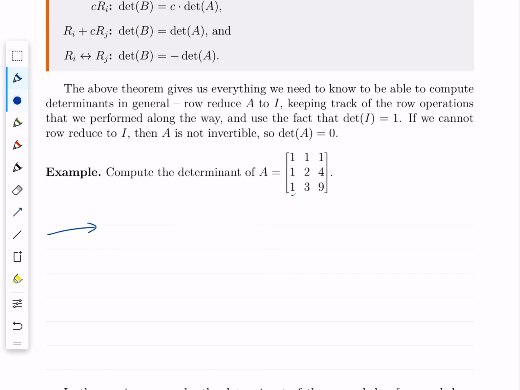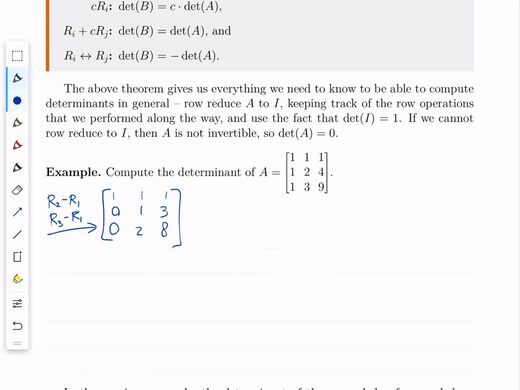Here, I want to get zeros in these two entries below the leading entry at the top left. So I'm going to do row 2 minus row 1, and also row 3 minus row 1. Row 1 is not going to change when I do those, so I just copy it down. I'm going to get 0 there. That's why I did that row operation. And then I get 1, then 3. I'm going to get 0 at the bottom left. That's why I did row 3 minus row 1. And I'm going to get 2 and 8.